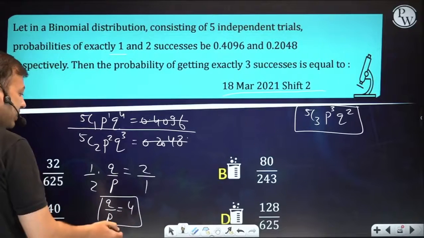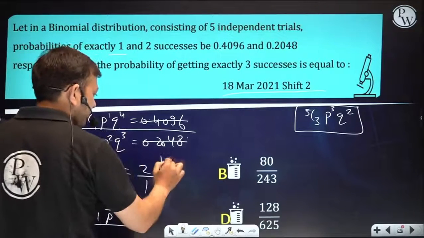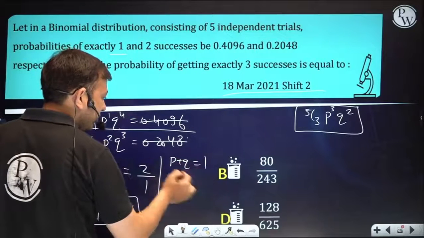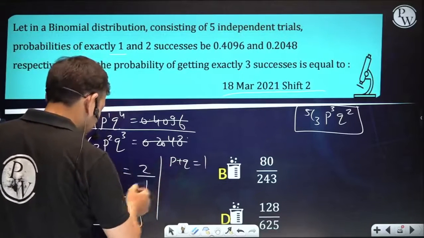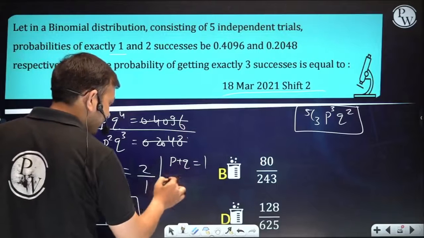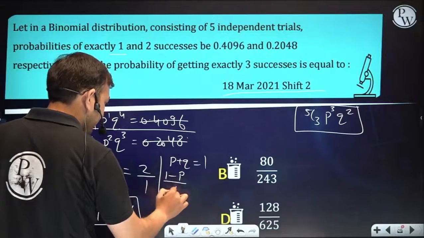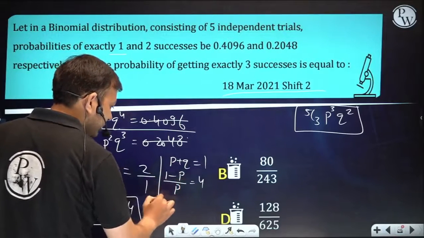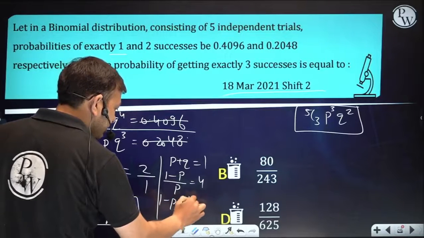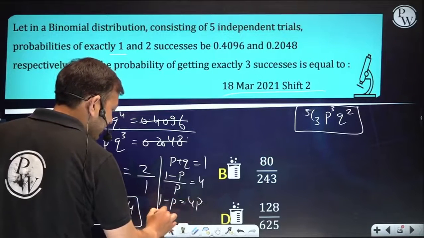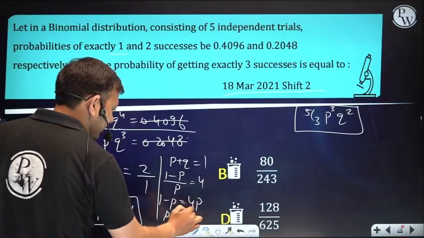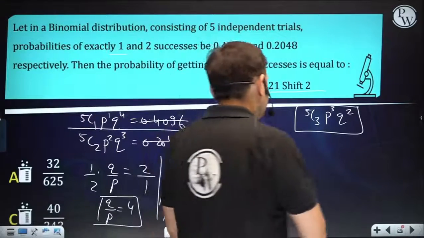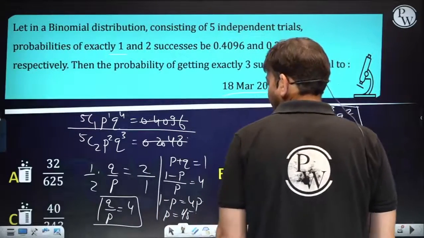Now we know that P plus Q is 1. So instead of Q, I can write (1 minus P) by P equals 4. So 1 minus P is equal to 4P, or P is equal to 1 by 5. P is equal to 1 by 5 from here.